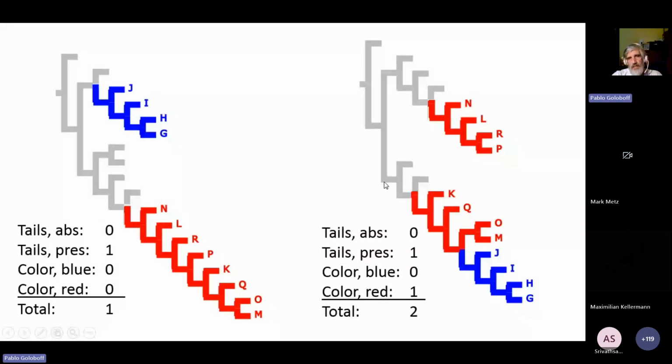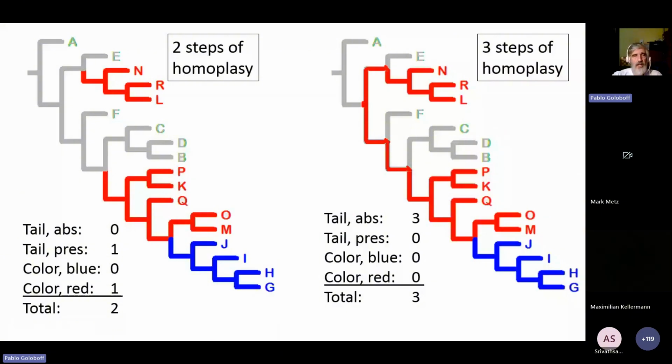If instead you look at this tree, there is no homoplasy for the tail absence. There is one homoplasy for the tail presence. There are two tails which are present from something that was different. And likewise for the red color. So this tree has two steps of homoplasy. That's the exact number. So with X transformations, you can evaluate any tree or any reconstruction. This one has two steps of homoplasy, which is what we had intuitively counted before. One for the tail, one for the red color.